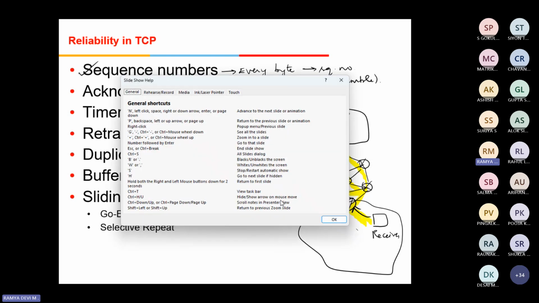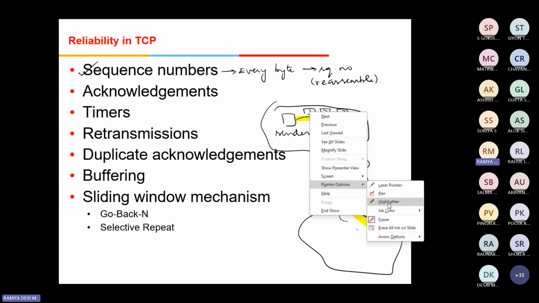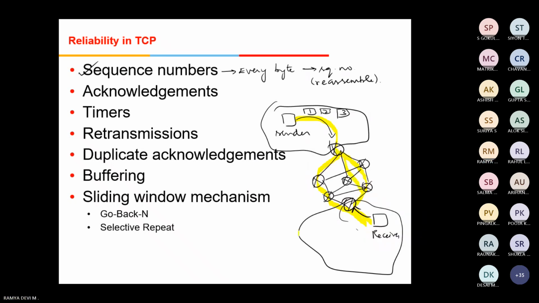That's the reason there will not be in-order delivery. Packet 1 is taking this path, packet 2 is taking this path, and packet 3 is taking this path. So the packets may be received in this order: 3, 1, and 2. With the help of the sequence number, it is the responsibility of the receiver to reassemble the packets in the correct order if they are received out of order.